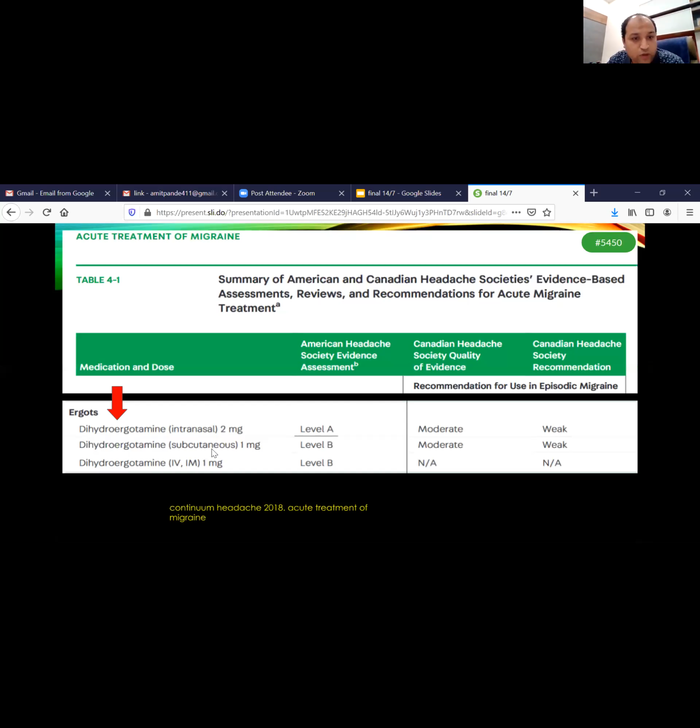The subcutaneous, IV and IM forms are level B. So recommendation for use in episodic migraine is moderate, according to the Canadian Headache Society. According to AHS was the question. So dihydroergotamine intranasally has got a level A recommendation. This is from the latest edition, 2018 Continuum Headache Edition, acute treatment of migraine.